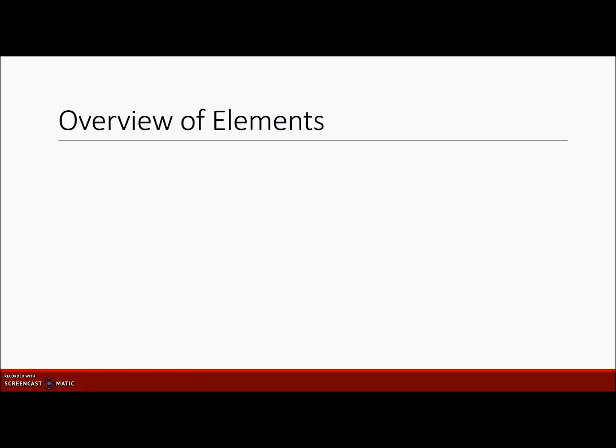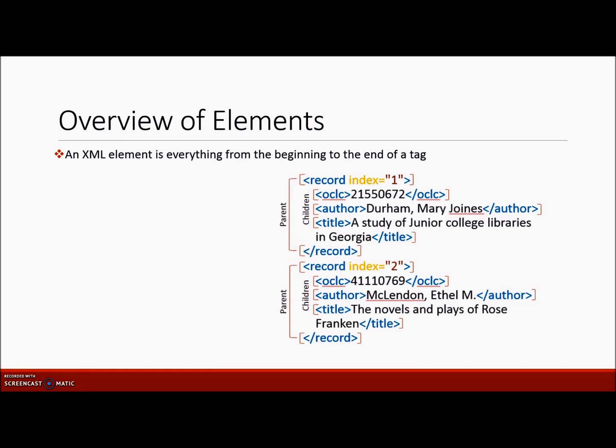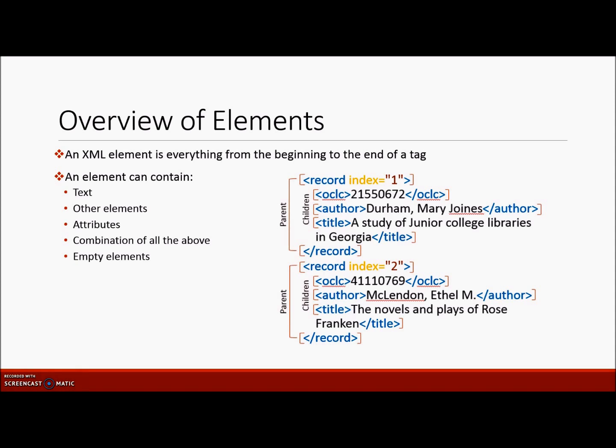Now for an overview of elements. An XML element is everything from the beginning to the end of a tag. An element can contain text, other elements, attributes, a combination of all of the above, as well as empty elements. They can be blank. You do not need to have anything enclosed within the elements, but usually you will.